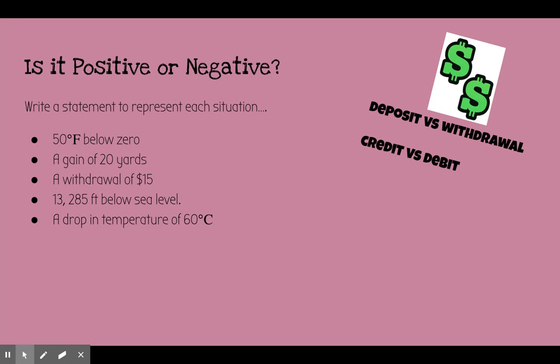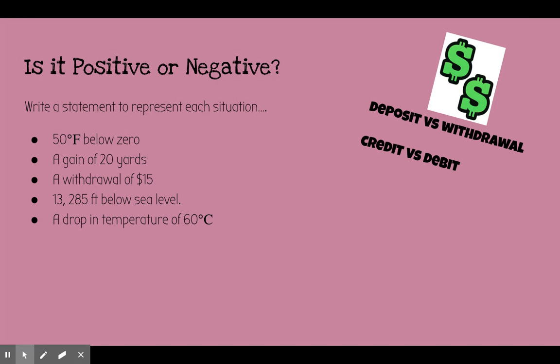A withdrawal of $15. You went to the bank, you took out $15 to go buy a new game. That's right. That's a negative effect on your account. It's a negative coming off of the balance in your account.